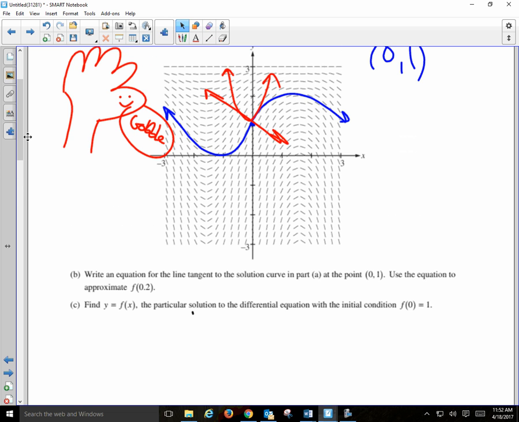Okay, good question. So Maddie's question is this. What if she drew it something like this? They're going to give you the points. They want the general shape. Okay?